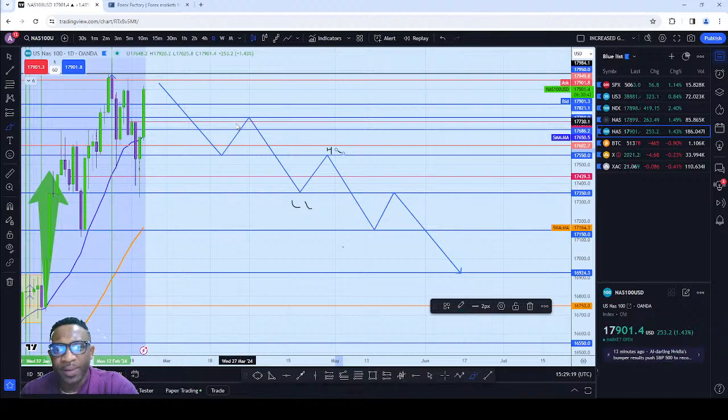So if we compare this high to this high, it is lower than this. In the same way, if we compare this low that price created with this one, this low is lower than this here. So this is the lower low, this is the lower high, this is the lower low, and then this is the lower high. And that is one characteristic of a downtrend.